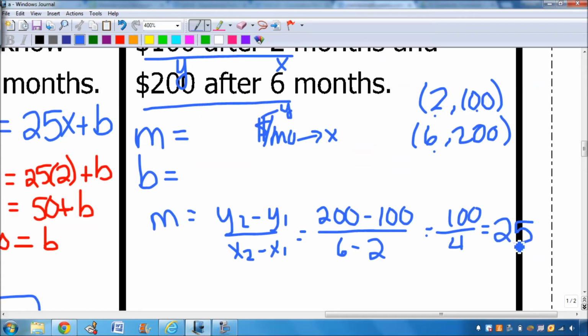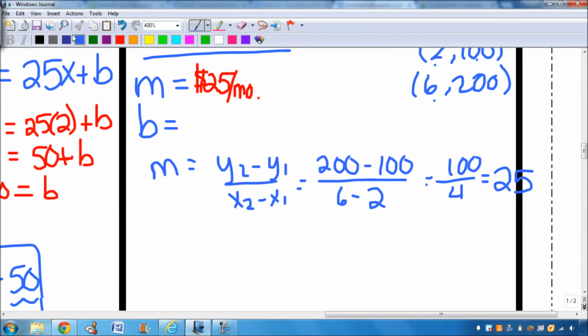However, you gotta tell me it's 25 what? What's the unit? $25 per month. Okay, so that's what we got for our m value. Now we need to figure out what our b value is. So same thing that we did before, we're just gonna do y equals 25x plus b.